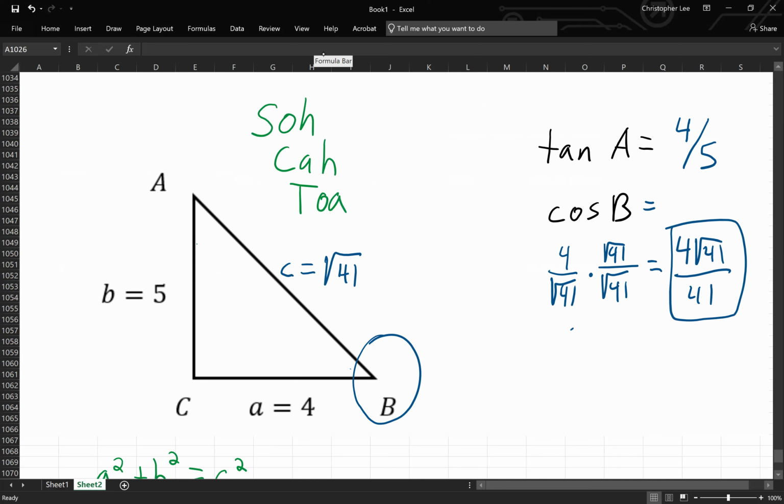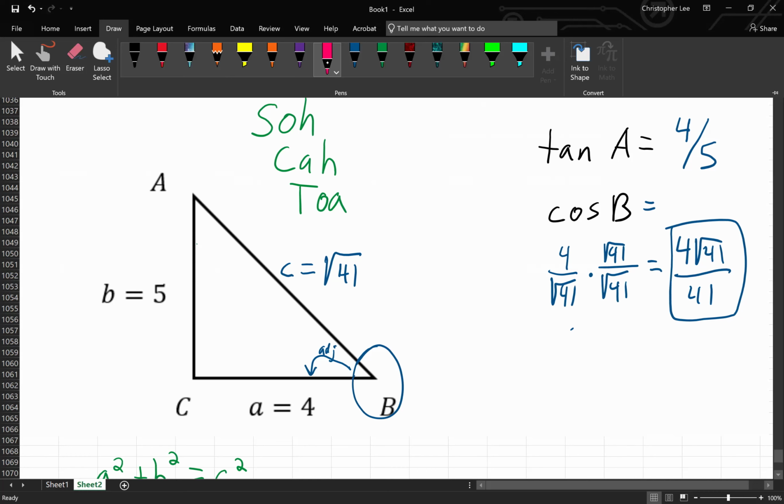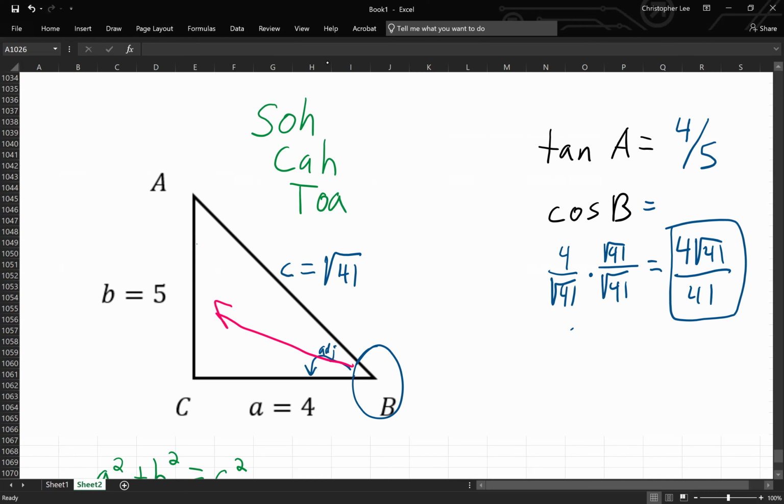So if I'm at angle B, because they want cosine of B right here, adjacent is next to, so this is adjacent, ADJ. Opposite to angle B is leg B. This is opposite, if that helps. Questions on this?